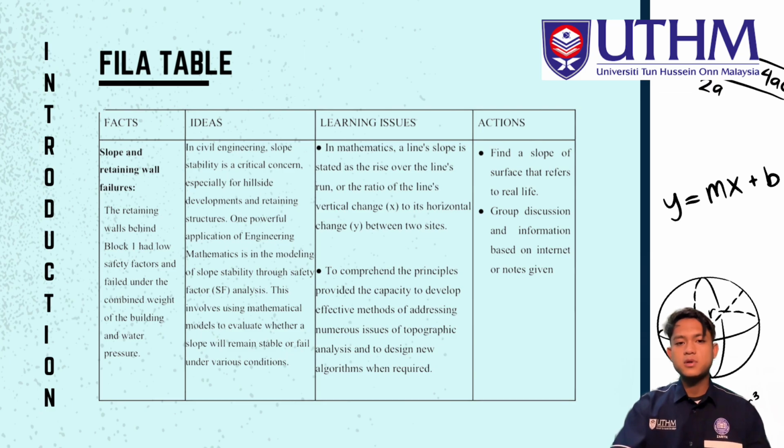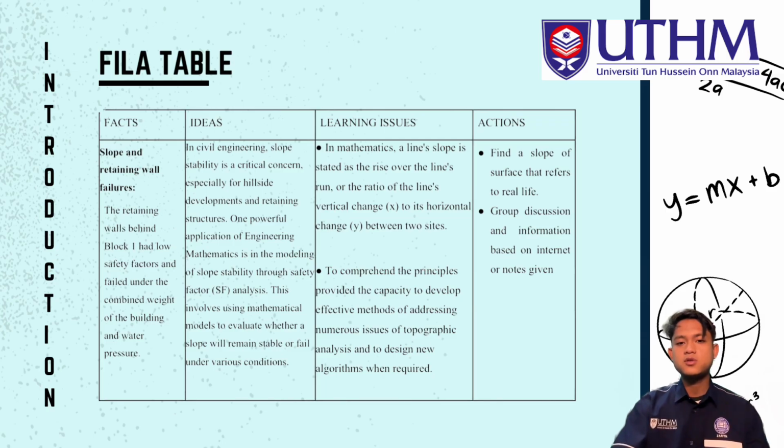Next, the idea column. In civil engineering, slope stability is a major concern, especially in hillside development and retaining structures. One of the key applications of engineering mathematics here is in safety factor analysis. We use a mathematical model to assess whether a slope will remain stable or not under certain conditions.